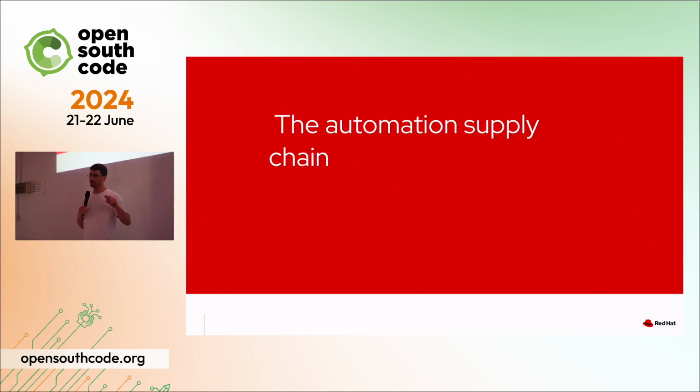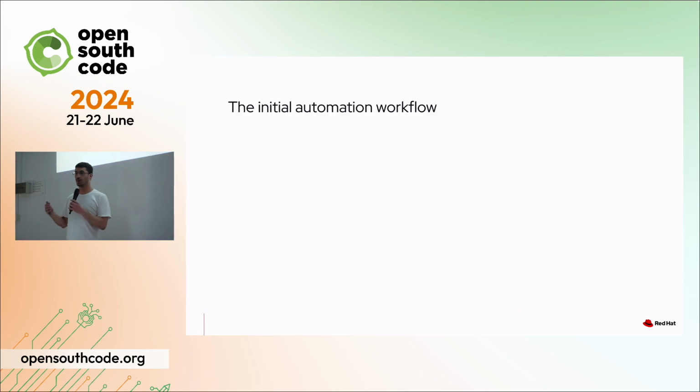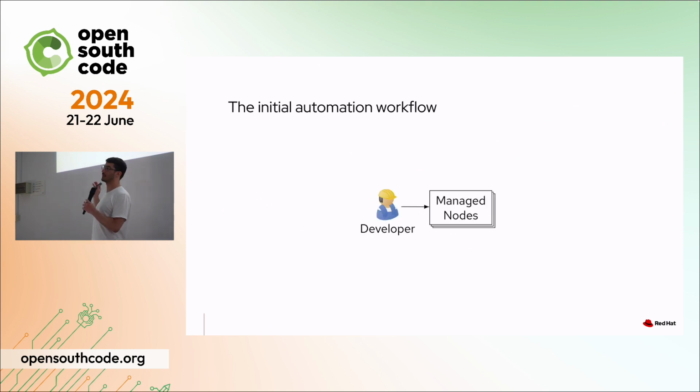If we move to analyze the supply chain itself, we can see that there are obviously a lot of different supply chains that companies can have for Ansible within their premises. But there are some patterns that I think are fairly common, because a lot of the deployments of Ansible code within companies go usually in a certain way. It usually starts with the very initial automation workflow, which is something like this. You have a developer that deploys code on some machines, and that's it.